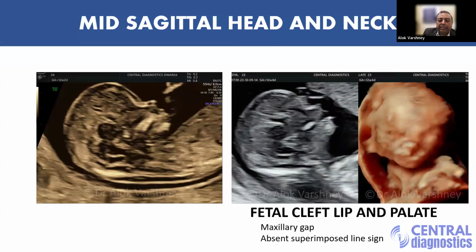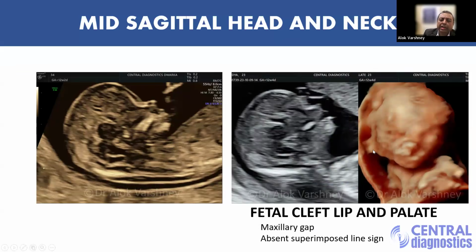So if we see that this palate, like here, you can see that the palate is appearing interrupted anteriorly, and instead of two bones, we are seeing just a single bone over here. So there's a maxillary gap and there is an absent superimposed line sign. We know this baby is going to have a cleft lip and palate.